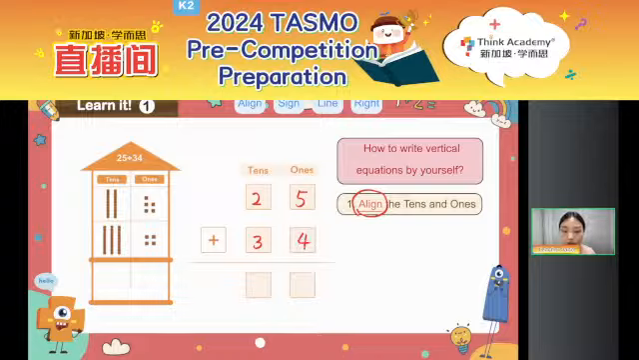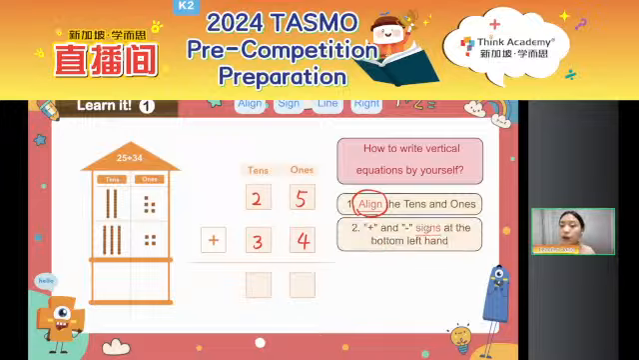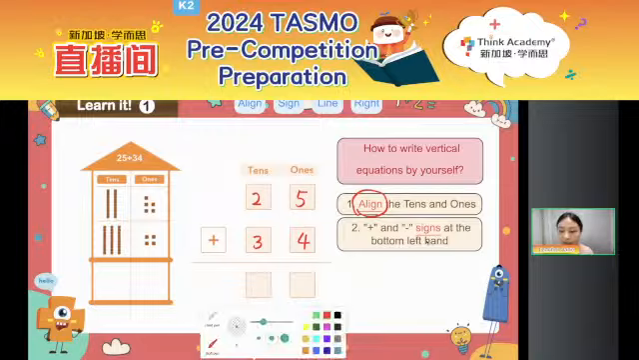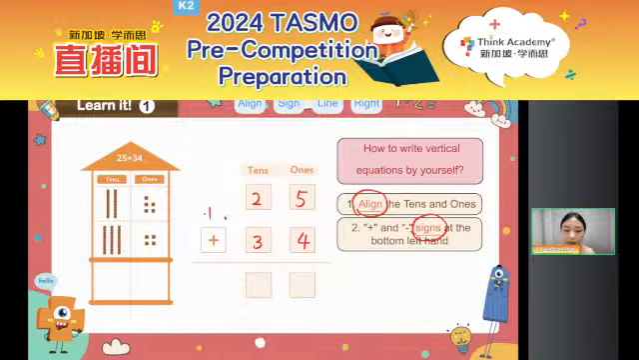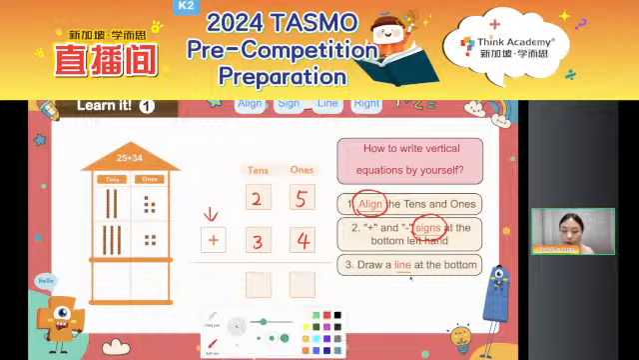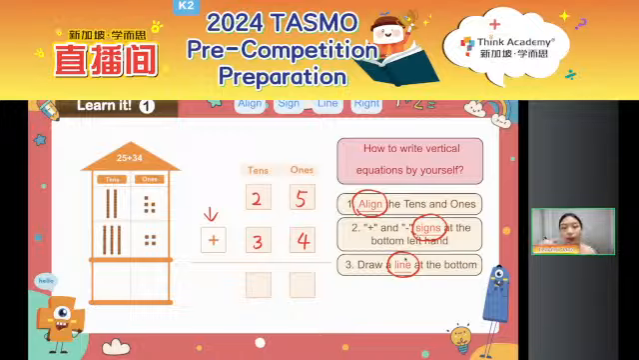So after we align the tens and the ones, the second step is to write down the plus or the minus sign at the bottom left hand. So the second step is write down the sign here. Can you see it? Write down the signs at the bottom left hand. Then the third thing is that we can draw a line. Draw a line at the bottom. So if you want to take some notes, you can also write down align, sign, line. Quite easy to remember, right? Align, sign, line. Okay, good job everyone.